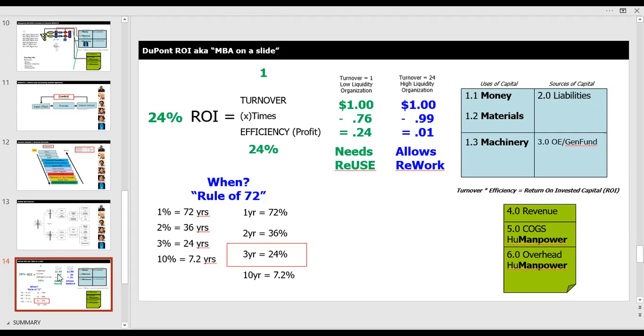Now, you can flip that model, and again, these are heuristics, not algorithms. If you need to double your money in 1 year, you need to get a 72% return on investment. Or if you can wait 2 years, you only need a 36% return on investment. If you can wait 3 years, you only need a 24%. So I've got a red box around 24 because that's a pretty common number that a lot of institutions use as a target for DuPont ROI, a 3-year ROI.